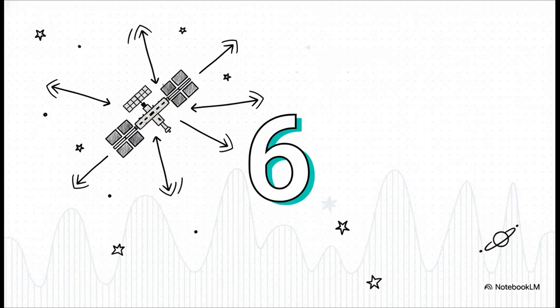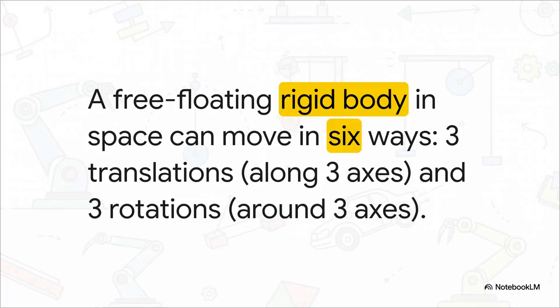So, for a free-floating rigid body out there in space, think of the International Space Station, what's that magic number? It's 6. So why 6? Well, think about it. It can move along 3 different axes: up and down, left and right, forward and backward.